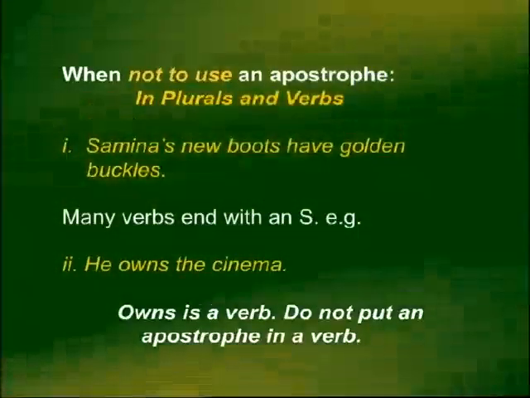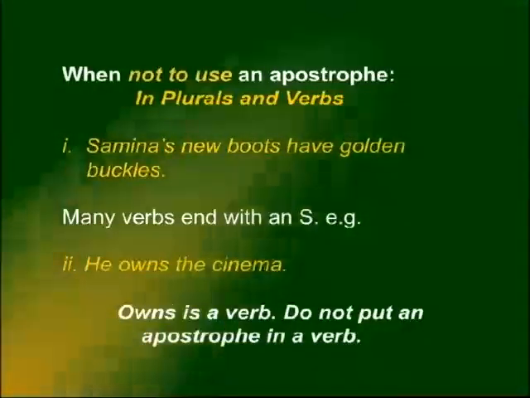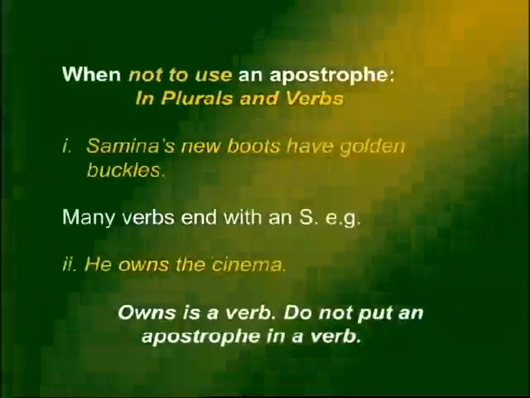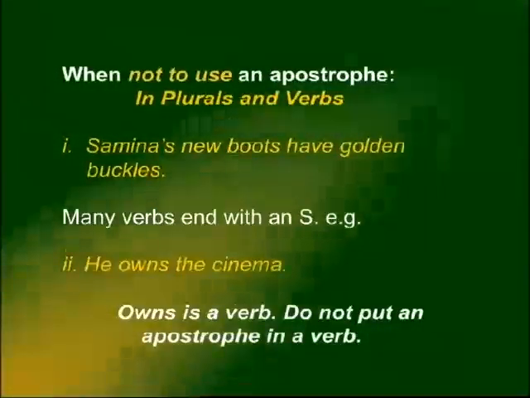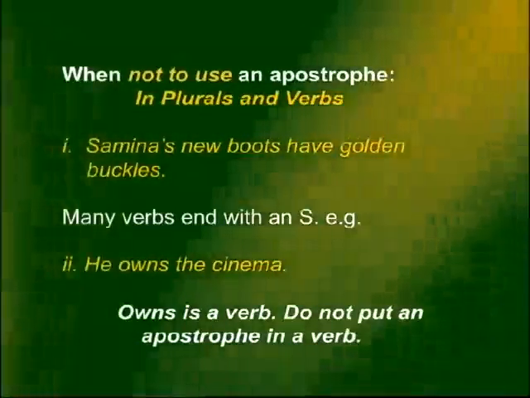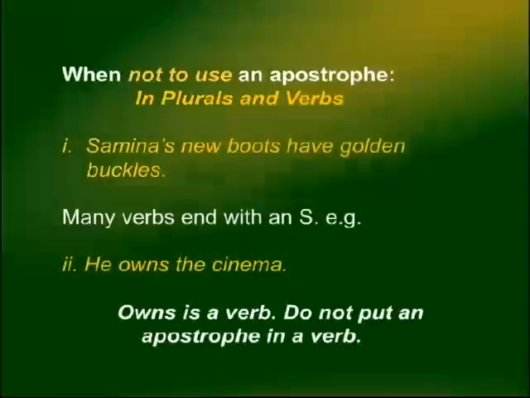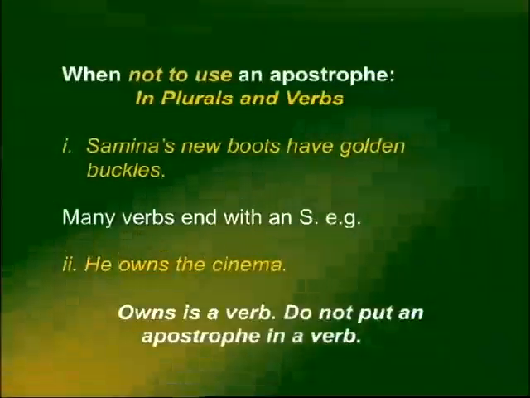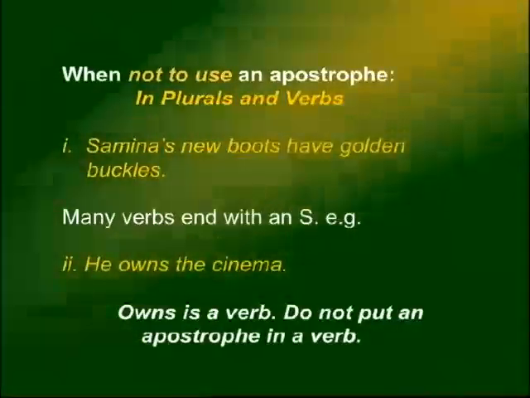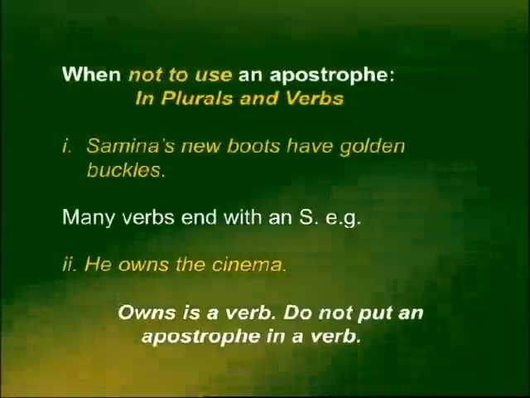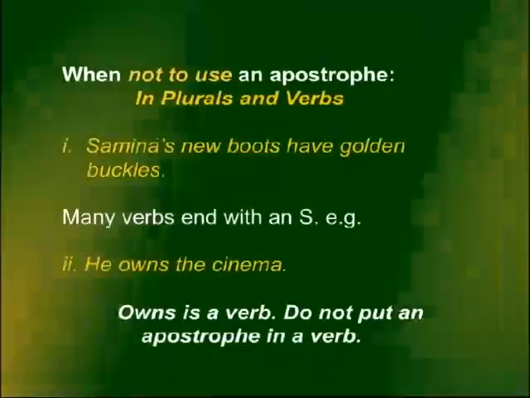Buckle plus S. The word with the apostrophe plus S is Samina's. That shows possession. That is, Samina owns the boots. Also, many verbs end with an S. Example: he owns the cinema. Owns is a verb, so do not put an apostrophe in a verb.